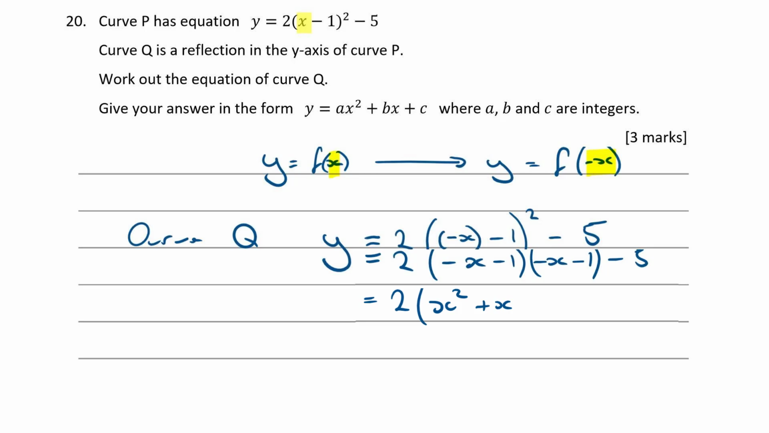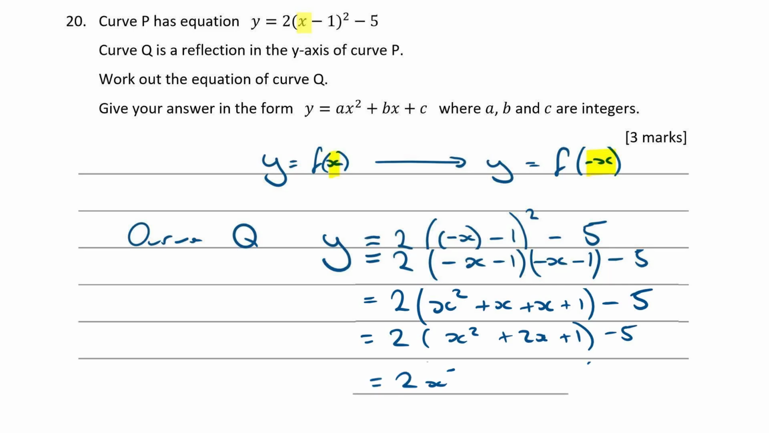Minus 1 times minus x is plus x, and minus 1 times minus 1 is 1. So it seems to have made everything positive. And then I've got inside my brackets 2 lots of x squared plus 2x plus 1. Okay, then removing the brackets, I'm going to get 2 lots of x squared plus 4x plus 2 subtract 5, which comes out to be 2x squared plus 4x minus 3. That's my final answer then.